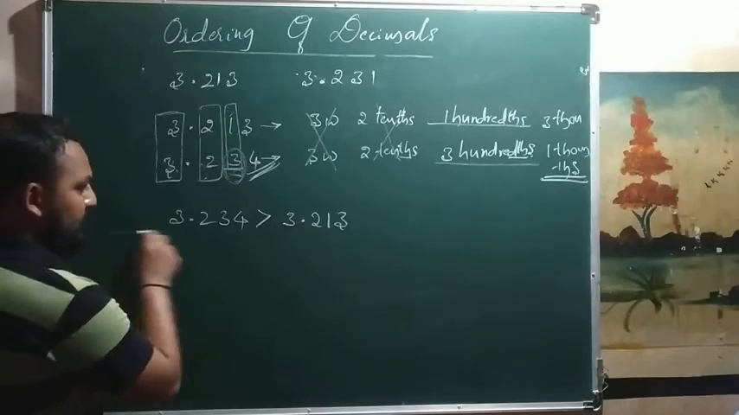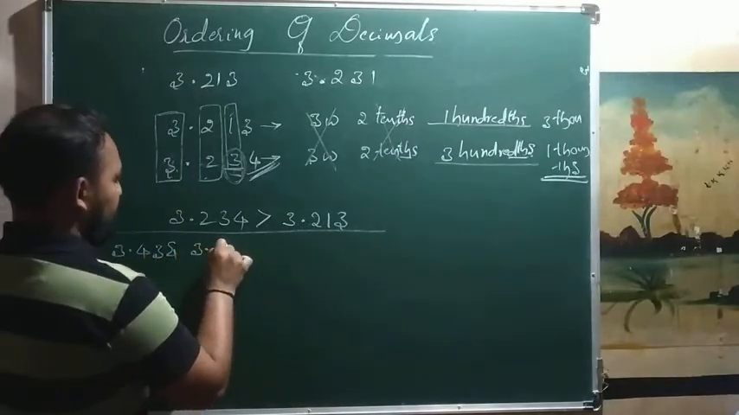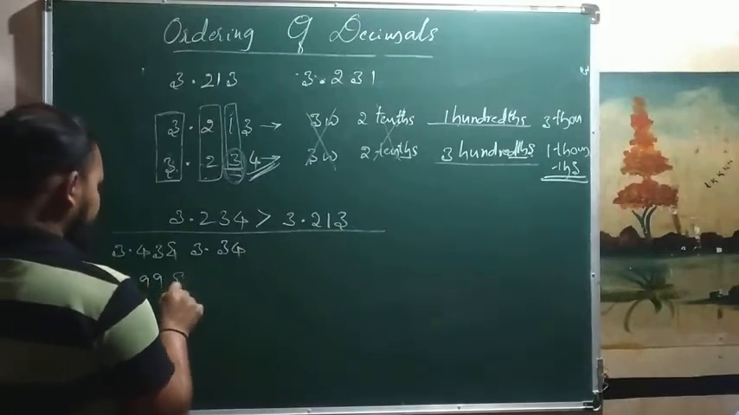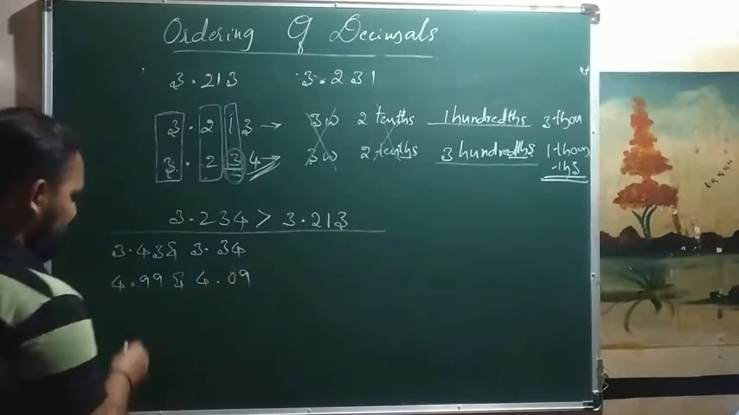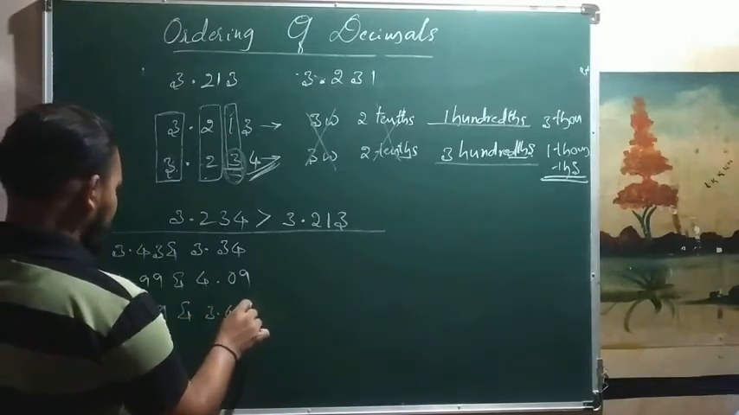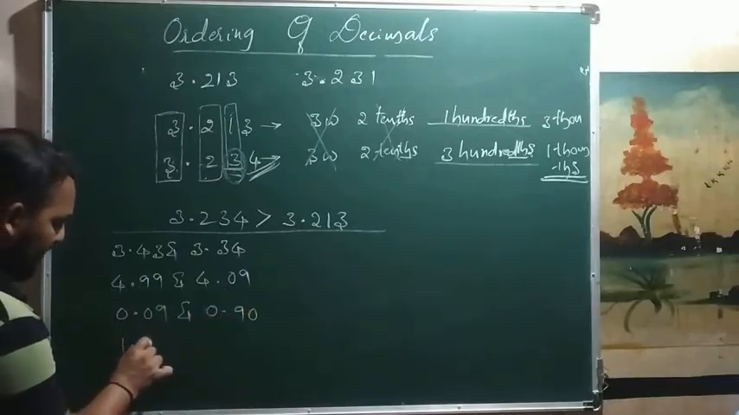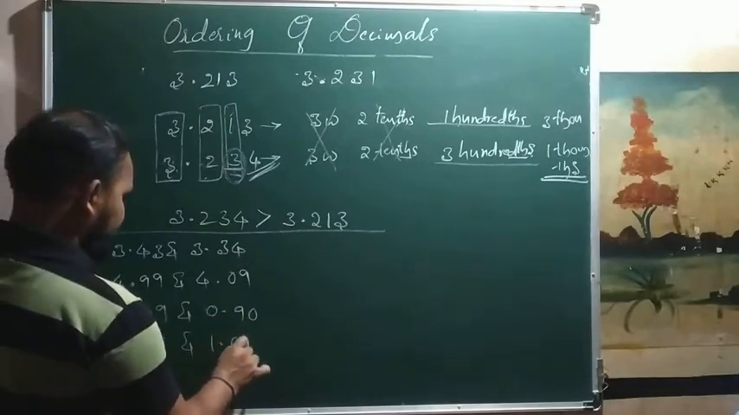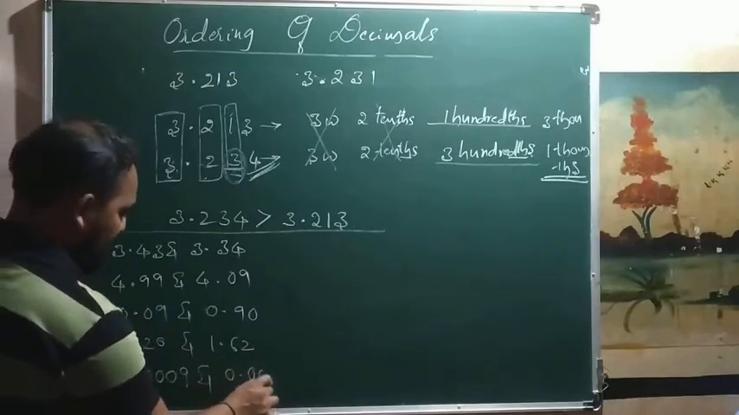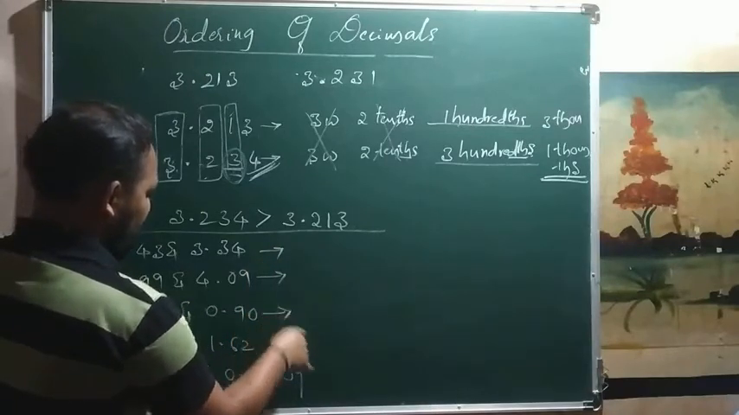Okay, next take an example: 3.43 and 3.3, 4.99 and 4.09, 0.09 and 0.90, 1.26 and 1.62, and next 0.0009 and 0.00009. Okay, comparison between these two numbers.